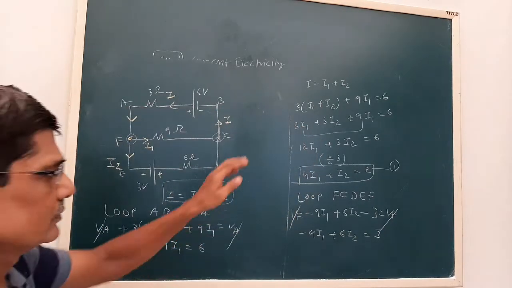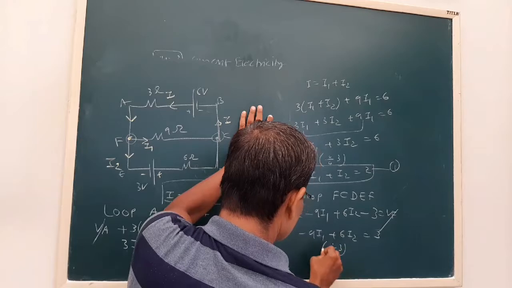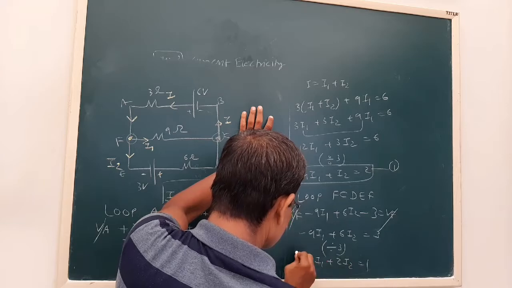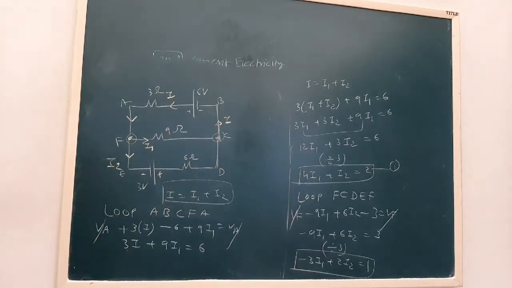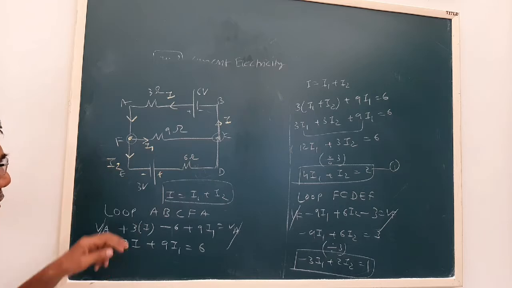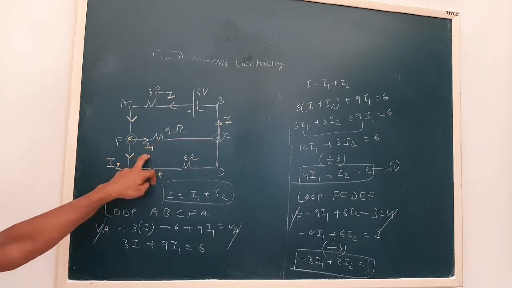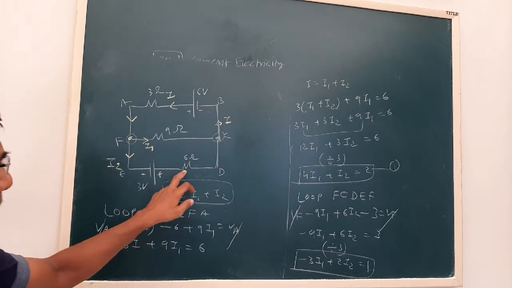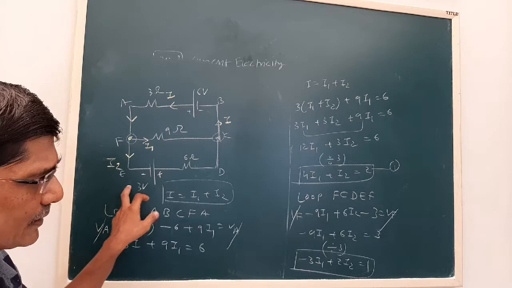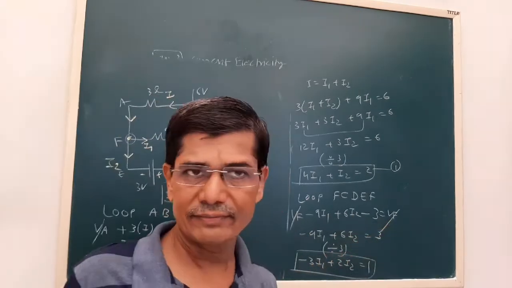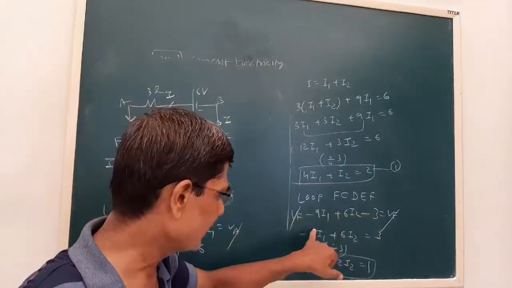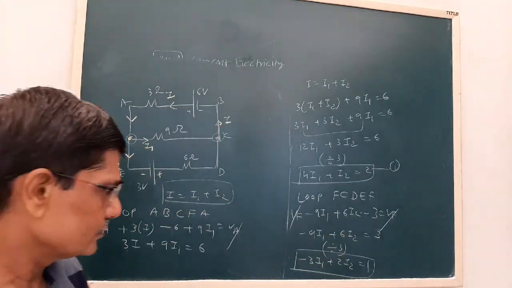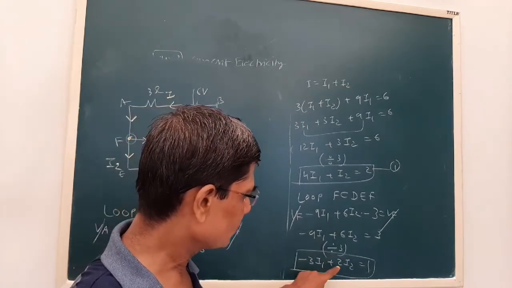Again, they are multiples of 3. Okay, let us see again. See FC, we are moving in the direction of the current, that will be minus 9I1. D to E, we are moving in the opposite direction of the current, that will be plus 6I2, plus the battery, minus 3 is equal to VF. Now VF will get cancelled. Minus 9I1 plus 6I2 is 3. So we can again divide by 3, so we will get minus 3I1 plus 2I2 is 1.